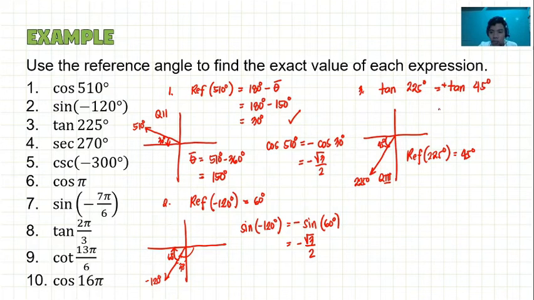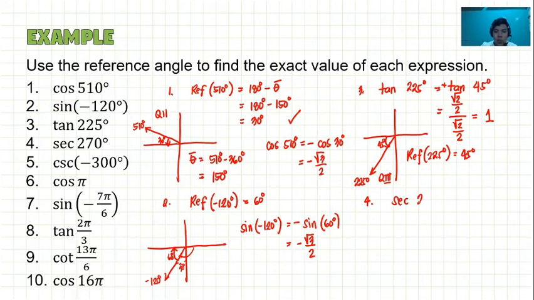Okay? And after that, what is tangent 45 degrees? So, tangent is just y over x. So, what is the y value of your 45 degrees? That is equal to square root of 2 over 2, right? And your x is also square root of 2 over 2. And this is now equal to 1. Okay? So tangent 225 degrees is equal to 1. Okay.